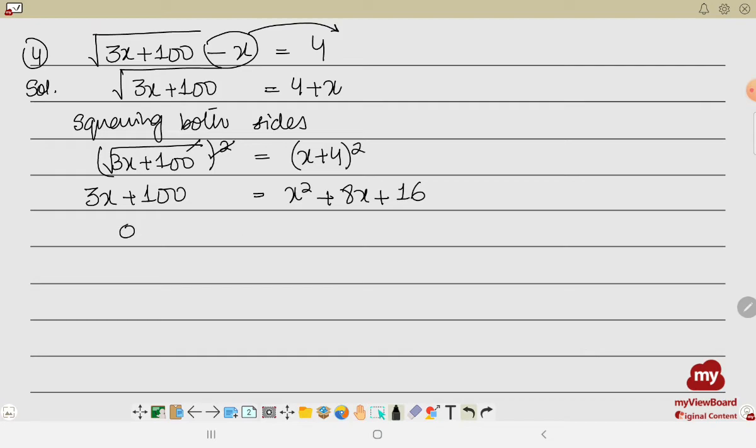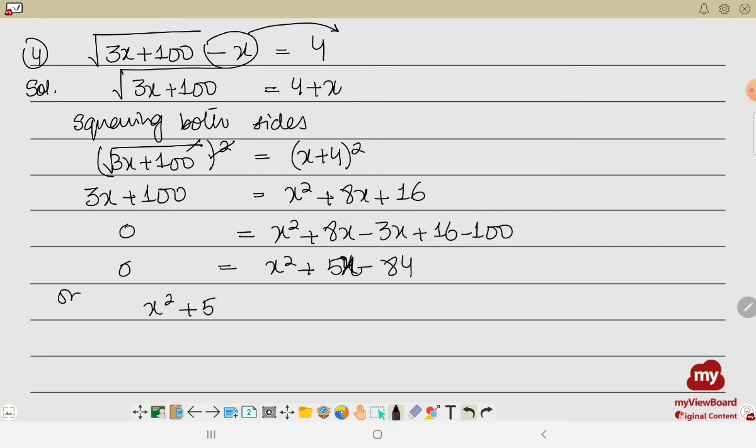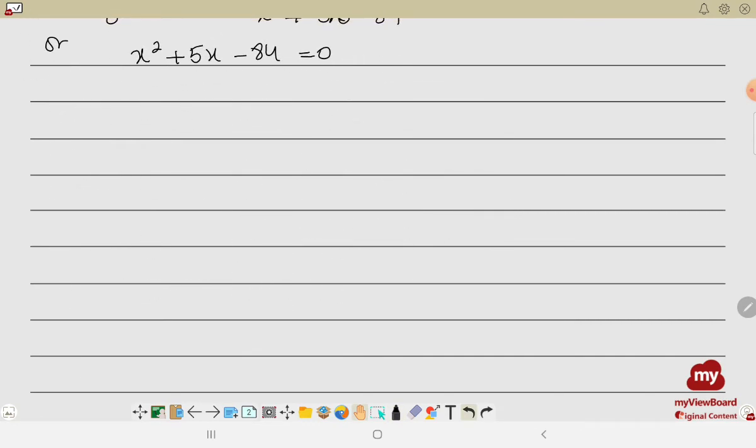Let's move all the terms from the left hand side to the right hand side, because here we have x square with the positive sign. Minus 3x plus 16 minus 100. So here we'll have x square plus 5x minus 84, equal to 0. Now we are supposed to further factorize it. So we'll break the middle term. We'll use the two factors as 12x and minus 7x.